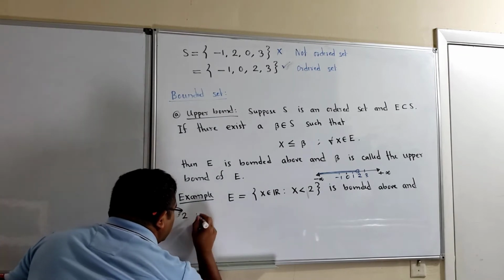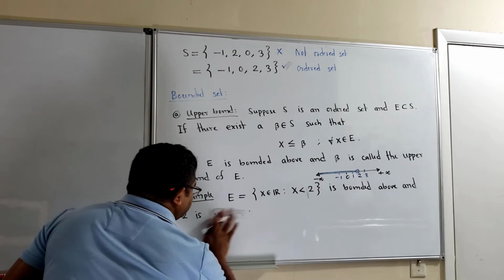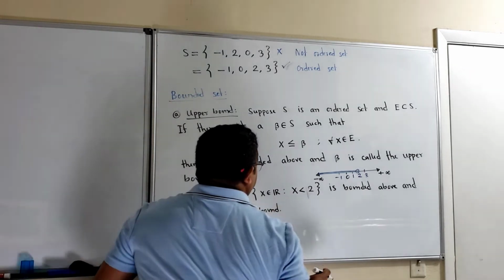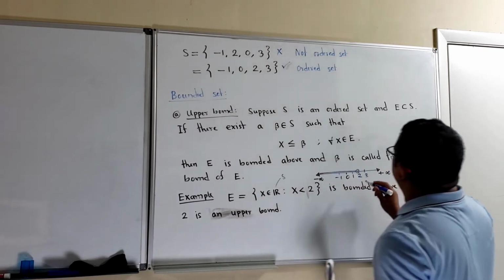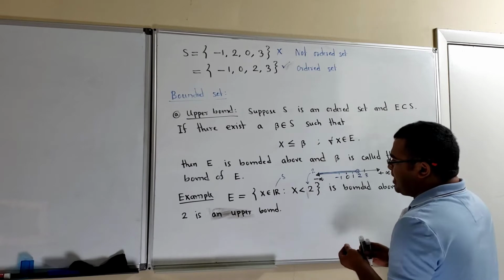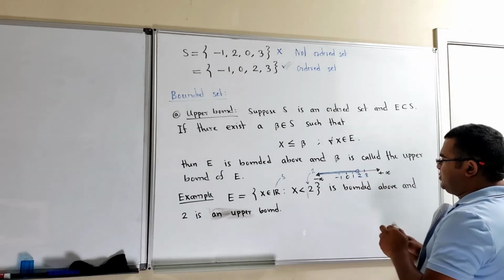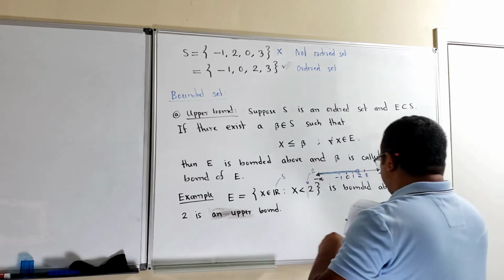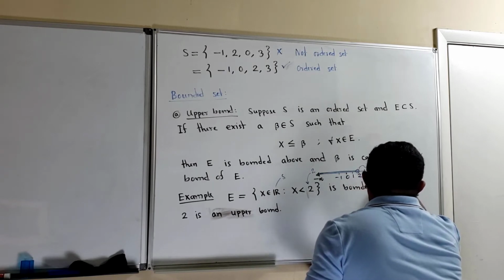Actually 2 is an upper bound. So here what is S? The set S is R, and what is beta? Beta is here 2. Now this 2 is called an upper bound. Also any element more than 2 is also an upper bound. So 2 is an upper bound, 3 is an upper bound, 4 is an upper bound. Any element more than 2 is also an upper bound. Those are upper bounds.